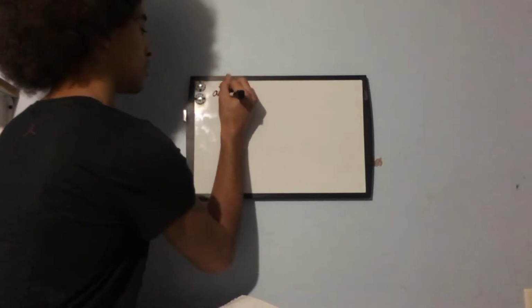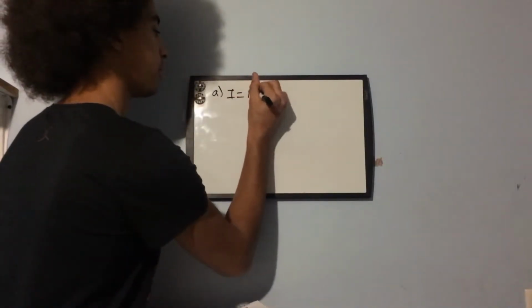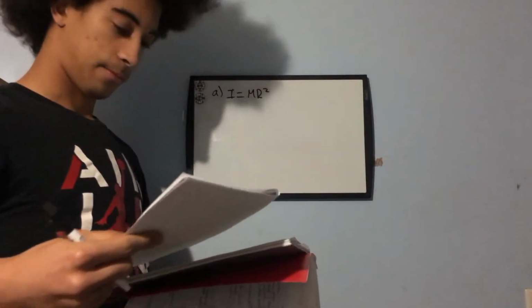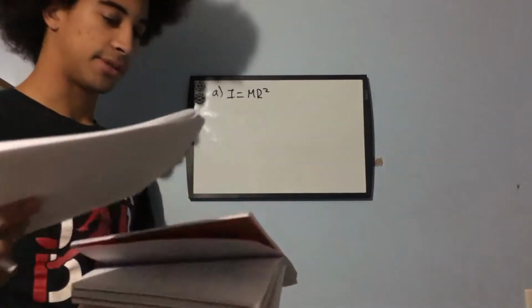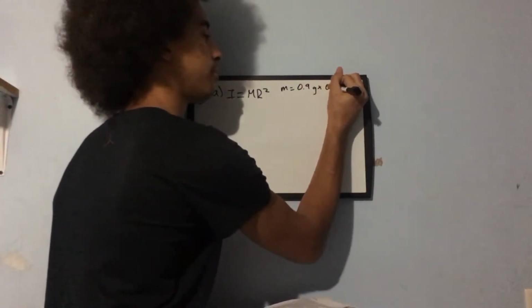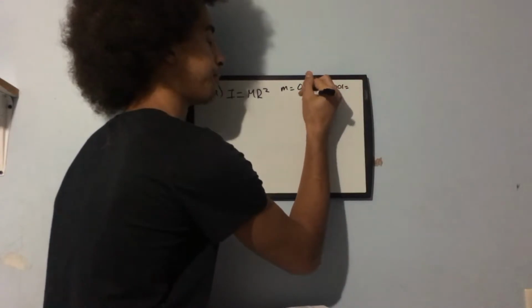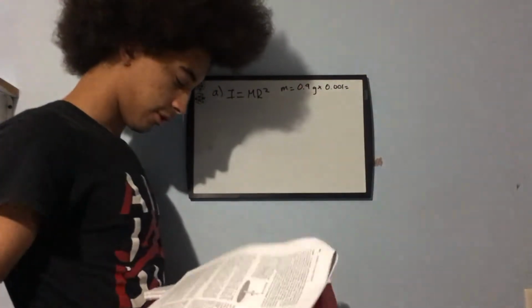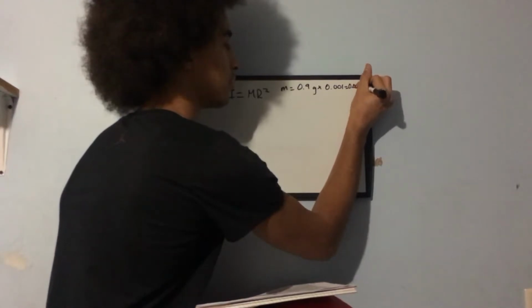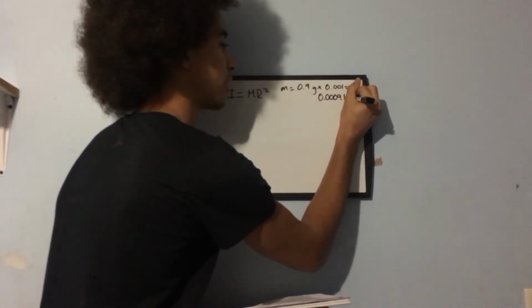Part A, we just want to use the moment of inertia equation for a thin disk, which is mr squared. And we just have to plug in what we know, which is the mass is 0.9 grams, which you multiply by 0.001 to get it in kilograms. So that will end up equaling 0.0009 kilograms.